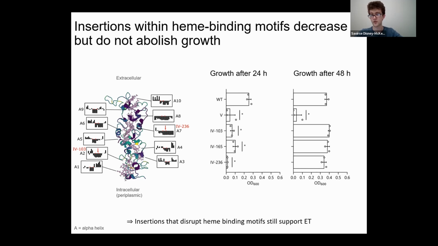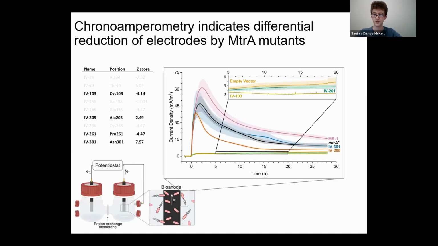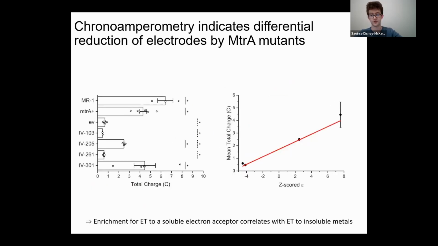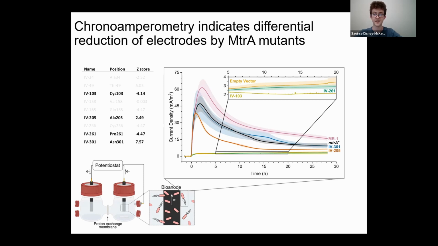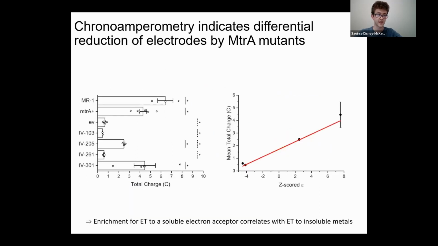To characterize these mutants in a little bit more detail, we performed some chronoamperometry studies with the Otto Franklin lab at Rice. This is a pretty low throughput assay, so we were only able to characterize a few mutants. We picked one mutant that was in a heme binding motif, 103 here, as well as a couple that were just throughout the distribution, like 205, as well as, again, insertion 301, which is the most enriched. And what we see here is the current that the cells are generating versus time as they grow under anaerobic conditions with lactate as a carbon source. If you integrate over time, you get the total charge that these cells have conveyed to the electrodes.